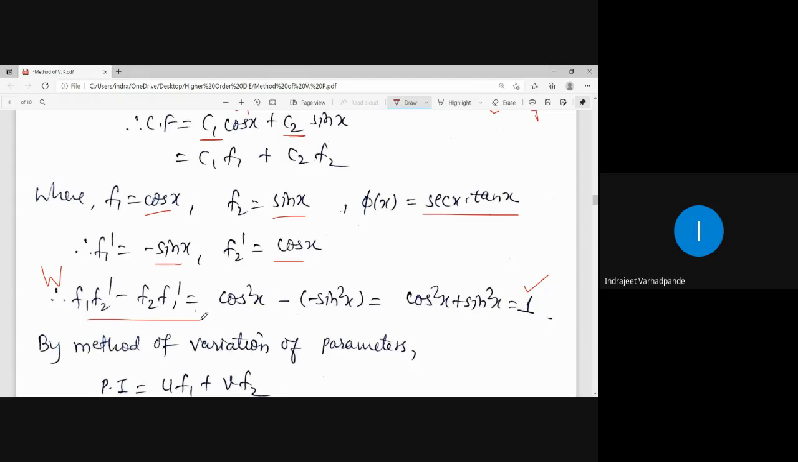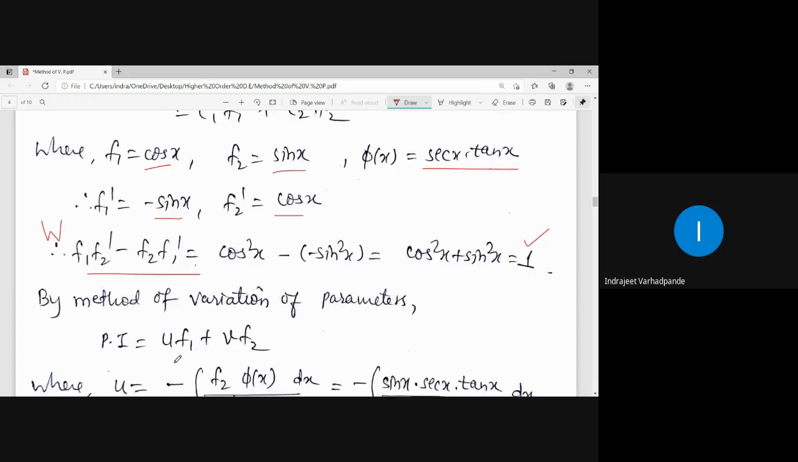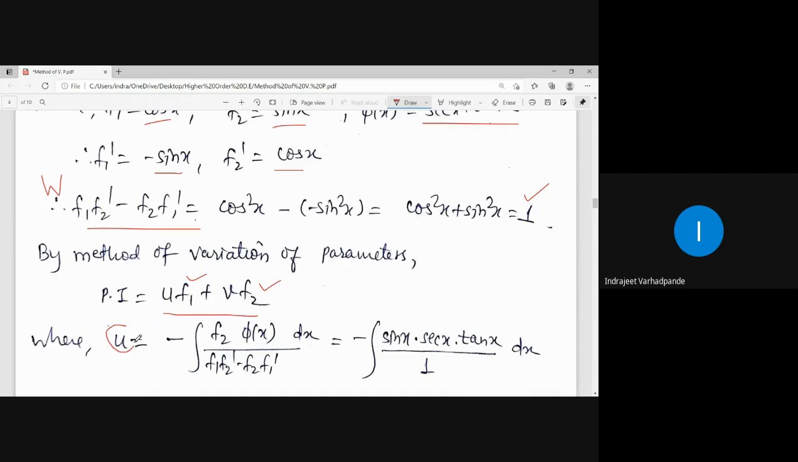By method of variation of parameters, what is PI given by? PI is given by u f1 plus v f2. f1 अपने पास है, f2 अपने पास है. अभी आपको कैलकुलेट करना है u as well as v. u is minus integral f2 into phi of x dx upon f1 f2 dash minus f2 f1 dash.